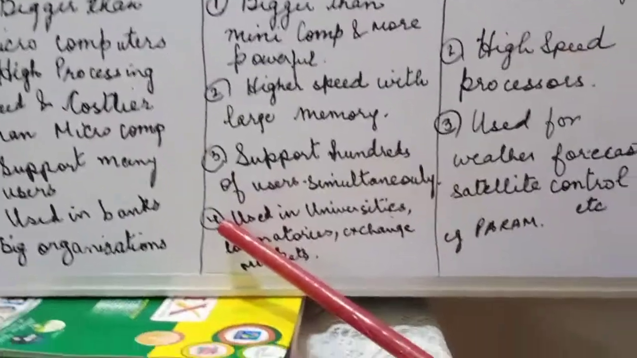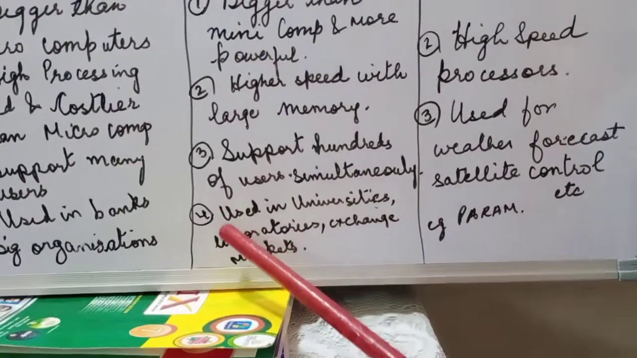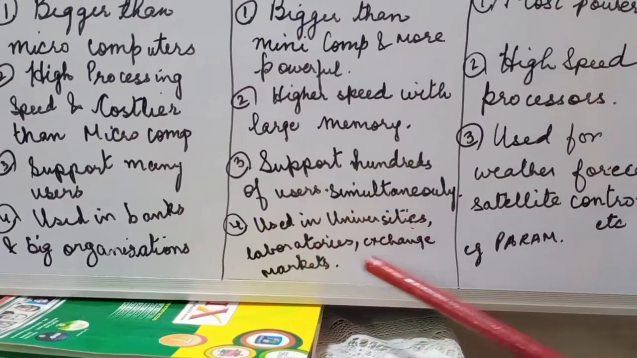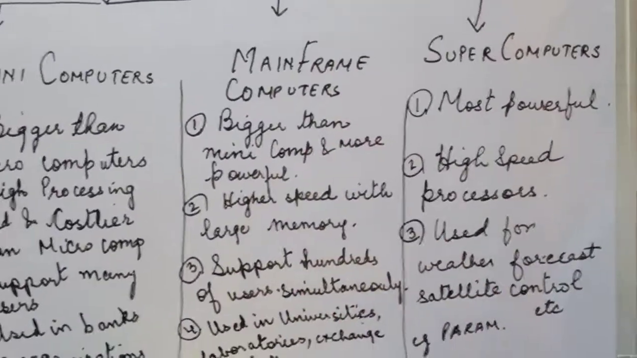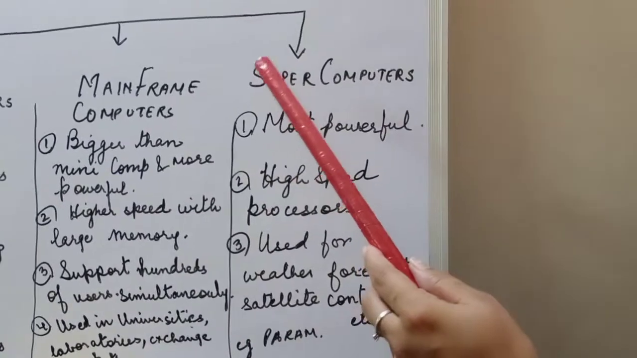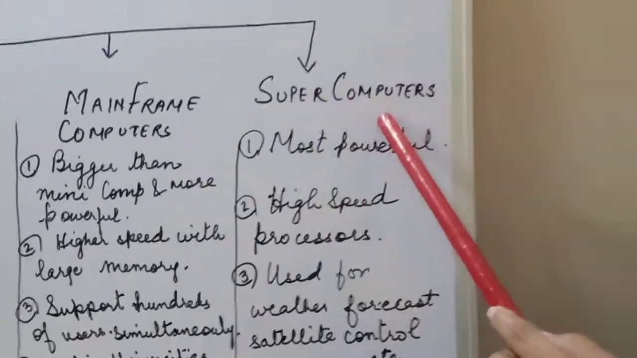Now the last feature of mainframe computers is they can be used in universities, laboratories and exchange markets, all in big organizations. Now when we talk about the fourth type of computers, that is called supercomputers.